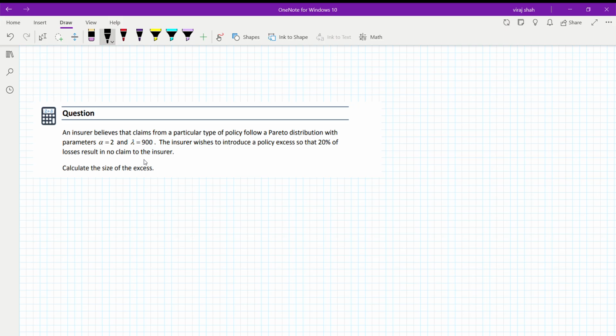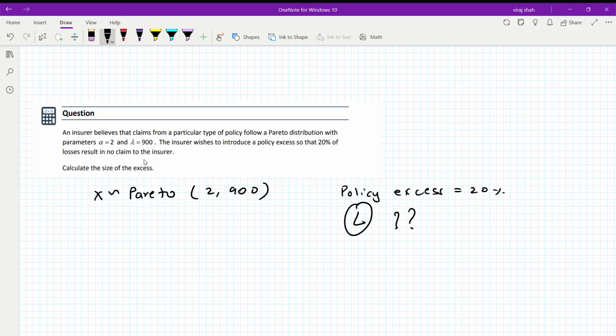Insurer believes that the claim from a particular policy follows a Pareto distribution. X follows Pareto with parameters 2 and 900. Insurer wishes to introduce a policy excess of 20%, such that 20% of losses result in no claims for the insurer. Calculate the size of excess. So the size of the excess amount is the question.